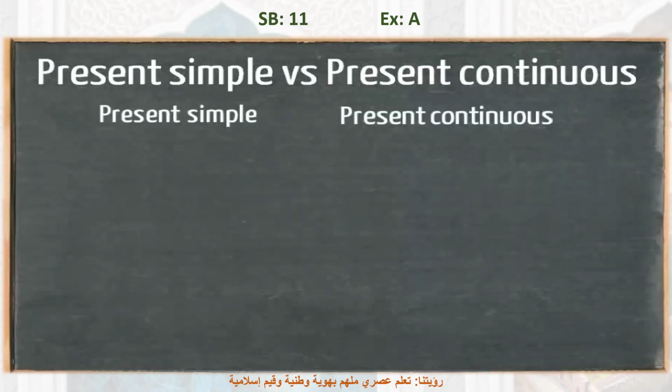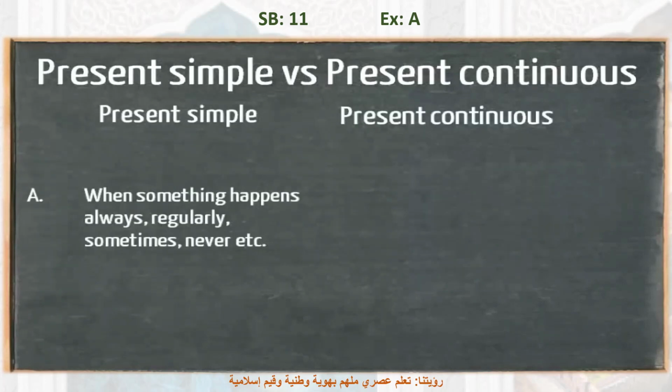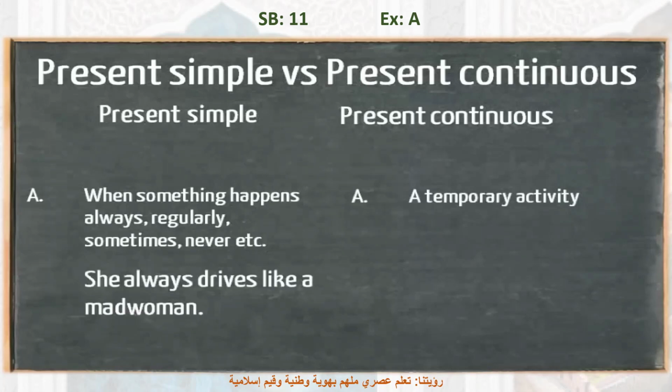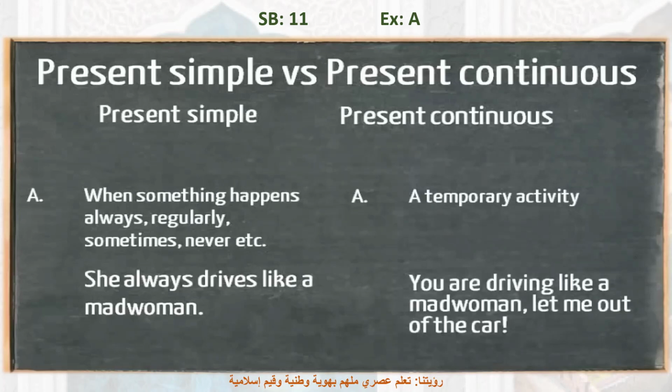Now, when do we use a present simple? We use a present simple when something happens always, regularly, sometimes, and never. We use a present continuous for a temporary activity. An example of the present simple here is, she always drives like a madwoman. An example of the present continuous here is, you are driving like a madwoman, let me out, a temporary activity.